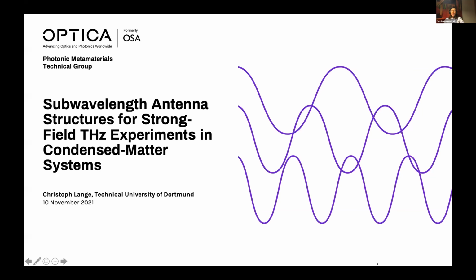Also from my side, I'm really excited to have today with us Christoph Lange from the Technical University of Dortmund, who will show us how metasurfaces, metamaterials, and also antenna structures can be a gateway to condensed matter experiments. And with a specific tilt, he will show us how terahertz fields can provide quite unique insight into these systems.